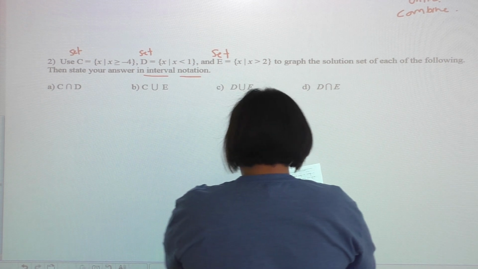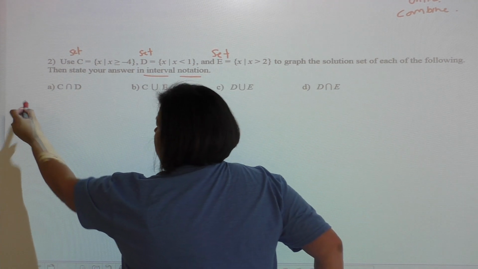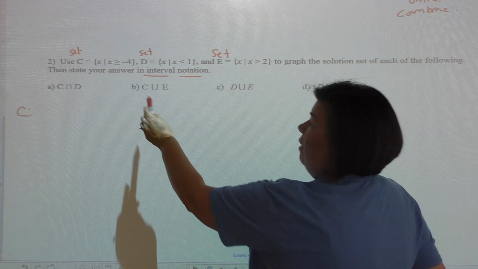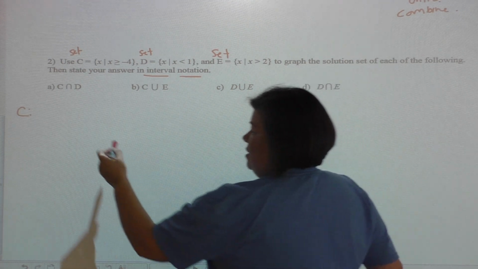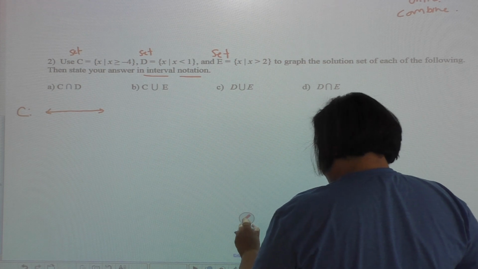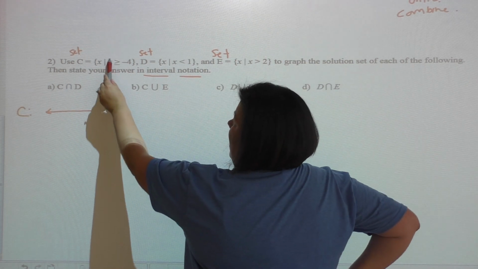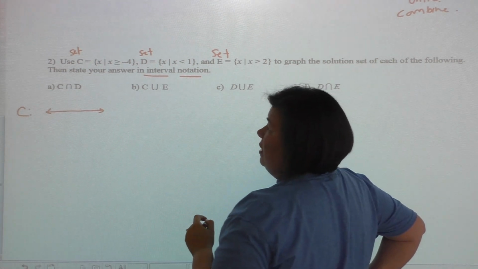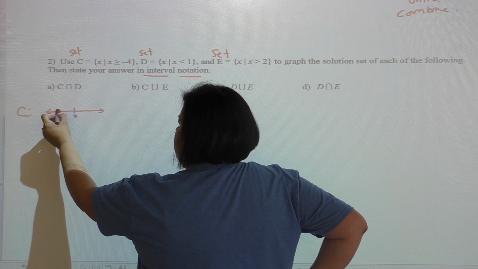So what I want to do here is I'm going to put the name of the set over here. I'm going to graph the solution to this set. So that means on some graph line here, if all of my x values have to be greater than or equal to -4, well, I'm going to put a 0 here, and here's -4.